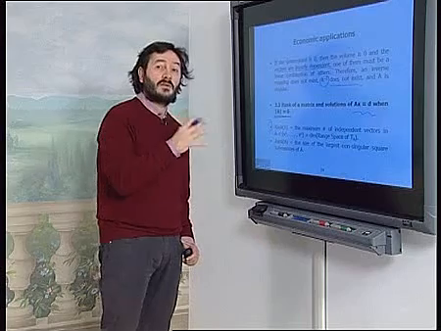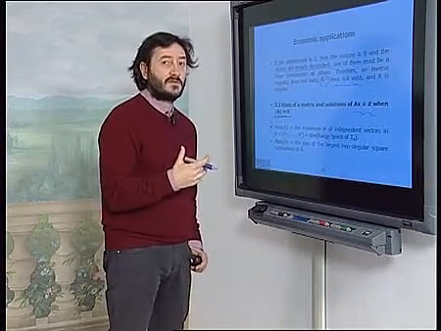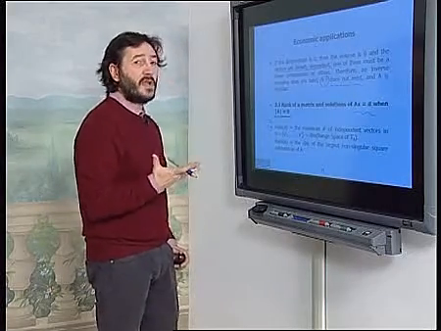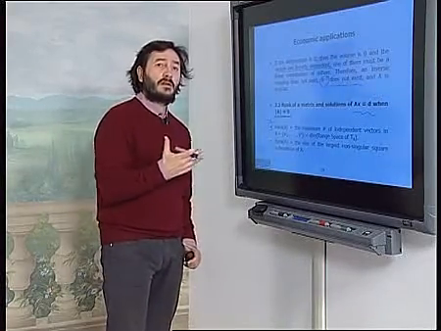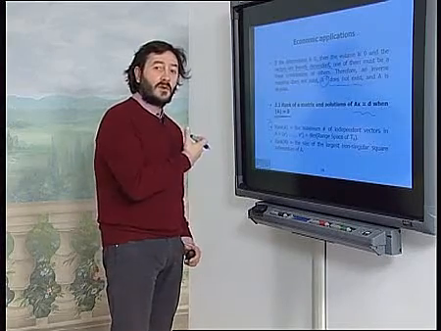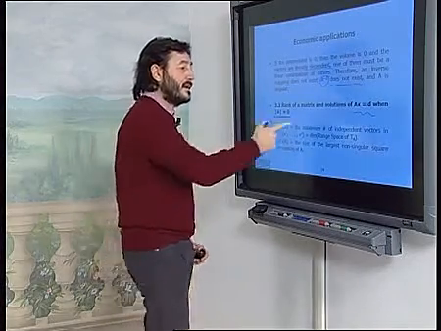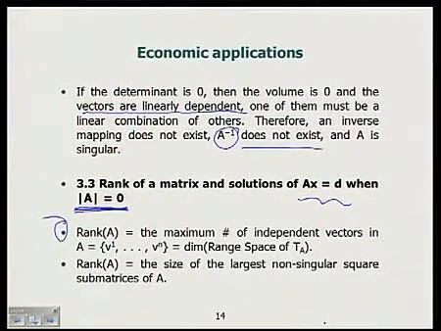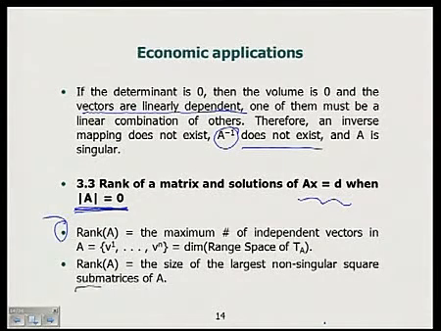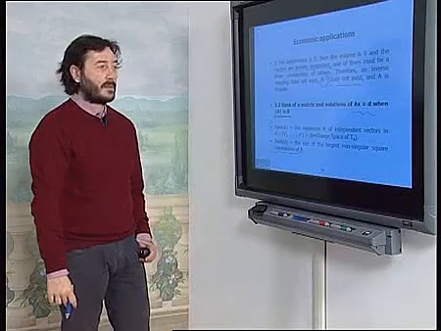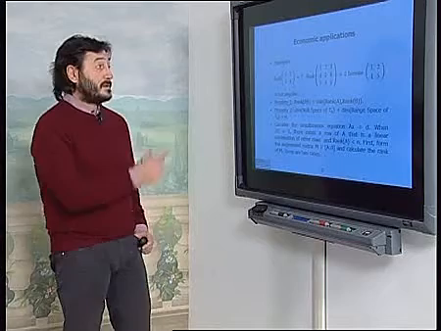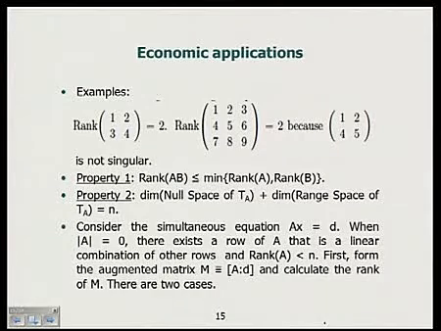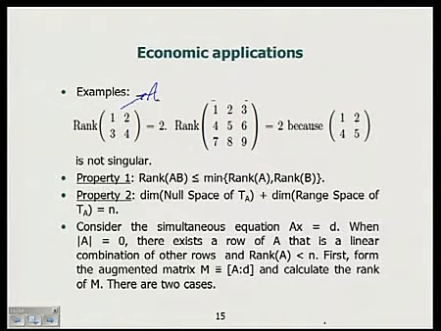Remember that in a matrix we can do the linear transformation. And then if we have some linearly dependent vectors, we can remove them, and what remains is the number of independent vectors. And the rank of A is equal to the size of the largest non-singular square submatrix of A. And this is an example. 1, 2, 3, 4 is the matrix A.